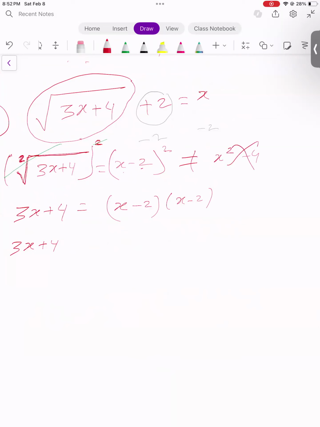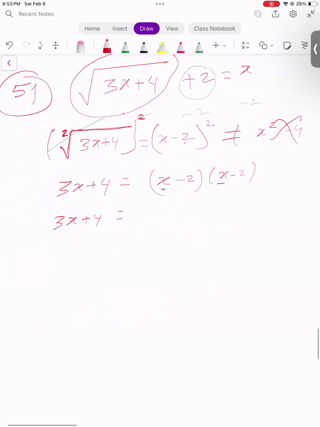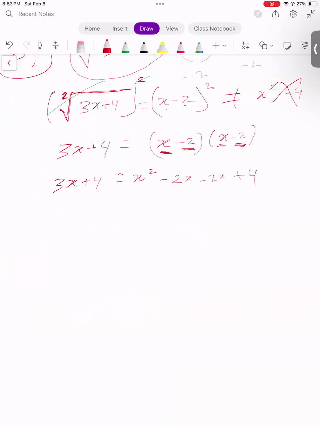You have to rewrite this as x minus 2 times x minus 2 and use FOIL here. So x times x is x squared, x times negative 2 is negative 2x, negative 2 times x is negative 2x, negative 2 times negative 2 is positive 4. Now we have a squared term, so this is a quadratic equation. So let's make 0 on one side.